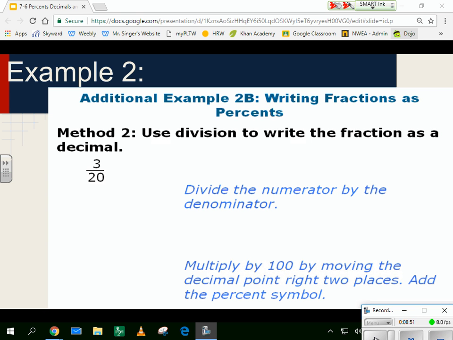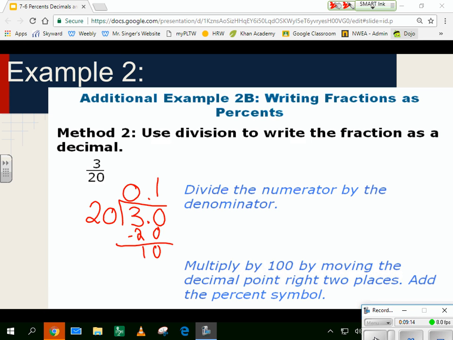You're going to divide the numerator by the denominator. So it looks weird, but you're going to put the 20 into 3. Now we know 20 won't go into 3, so now we have to add a decimal and a 0. I'm going to put a 0 there, and I know that 20 goes into 30 once. So 20 times 1 is 30.